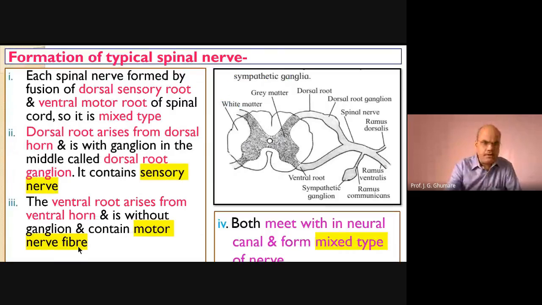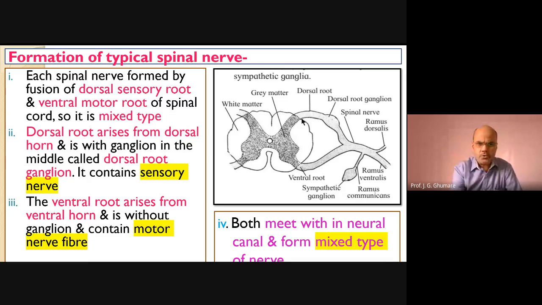Okay. Now, how the formation of a spinal nerve takes place, we are going to study with the help of a diagram. This is a TS of a spinal cord. We already discussed, we'll have a central canal, gray matter and white matter, with gray matter having two horns: dorsal side, dorsal horn, ventral side, ventral horn. And how the nerve formation takes place, that we are going to discuss. Each spinal nerve is formed by a dorsal sensory root and a ventral motor root.